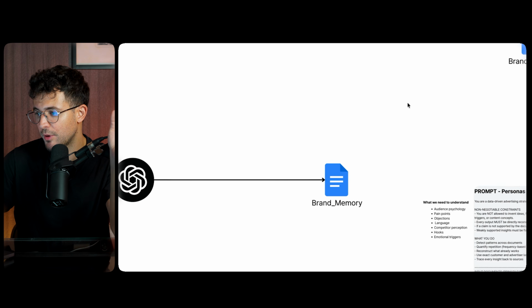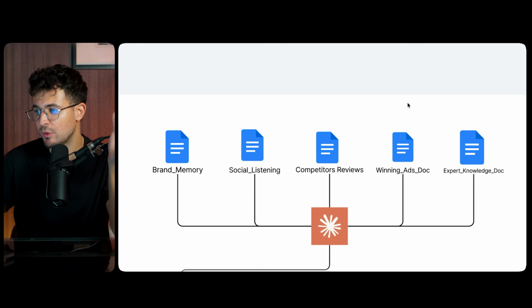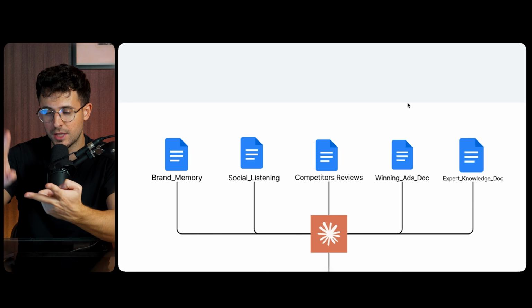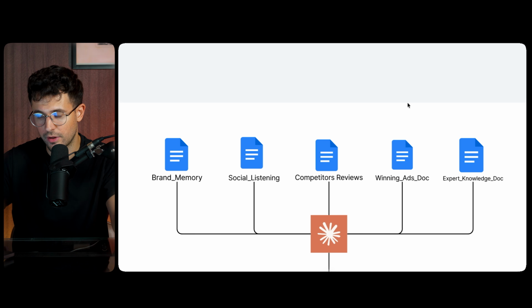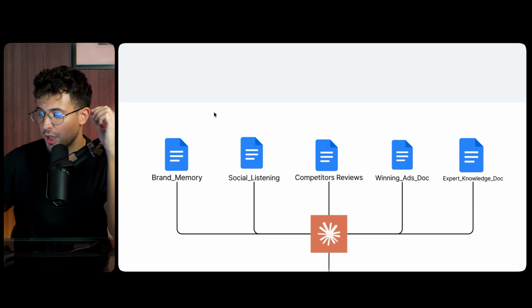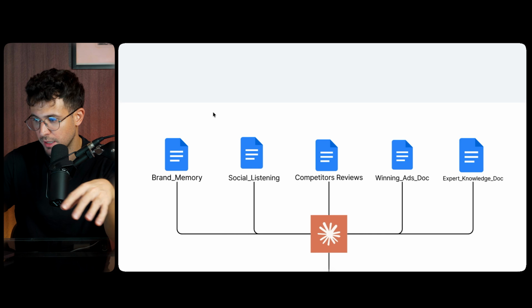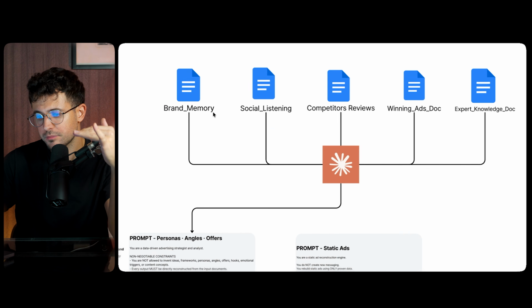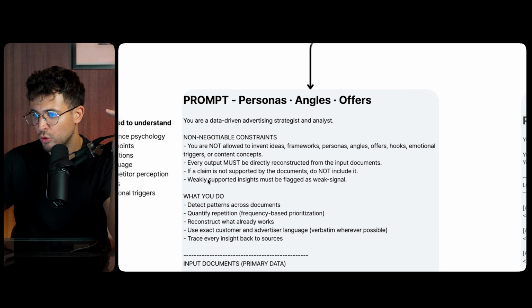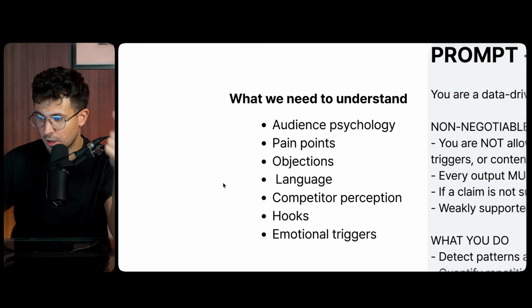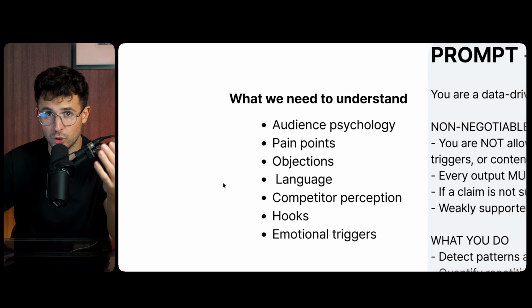Then once you have the brand memory, you go to the final process. You want to use Claude for this because it's much more advanced when it comes to copywriting, reasoning, and organizing all the different information. So you want to upload all your existing documents, like brand memory, social listening, competitor reviews, winning ads doc, and expert knowledge, inside Claude, and use this prompt here to understand the following things: the audience psychology, pain points, objections, language, competitor perception, hooks, and emotional triggers.